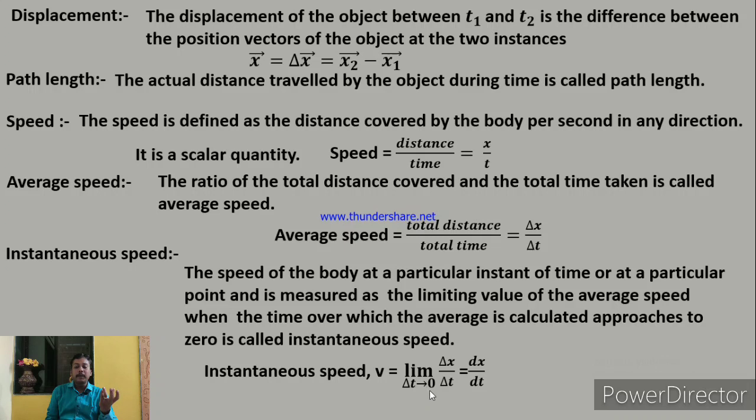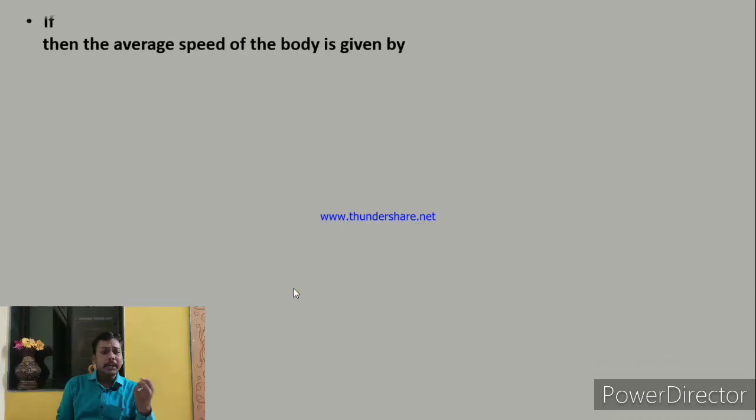So, we can take the limit of delta t tends to 0, delta x upon delta t is equal to dx by dt. So, this is the formula for instantaneous speed. Next, some conditions related to speed are there.